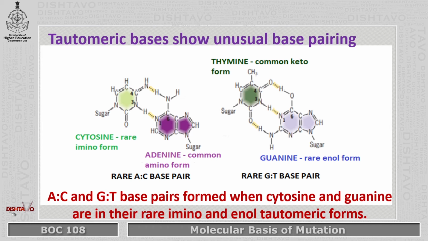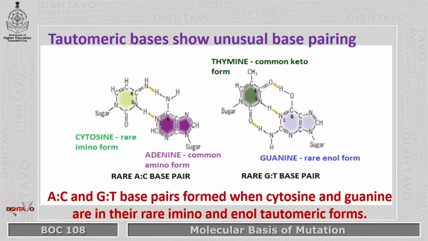The mutations resulting from tautomeric shifts in the bases of DNA involve the replacement of a purine in one strand of DNA with the other purine, and the replacement of a pyrimidine in the complementary strand with the other pyrimidine. These are called transitions.